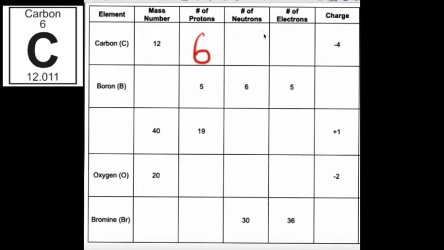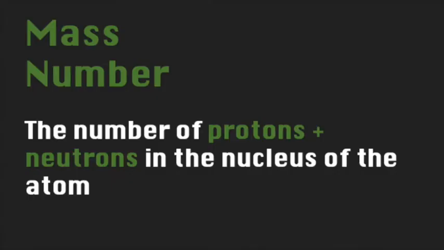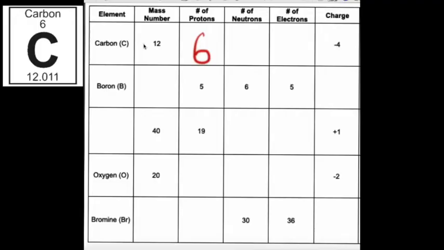Now, how can we find the number of neutrons? Well, that's where the mass number comes in handy. If you'll recall, I taught you that the mass number is the number of protons and neutrons put together. So here's kind of the word problem for you. If you have a total of 12 protons and neutrons, and you know that you have 6 protons, well, how many neutrons does that leave you? And 12 minus 6 is also 6. So in this case, there are 6 protons and 6 neutrons.